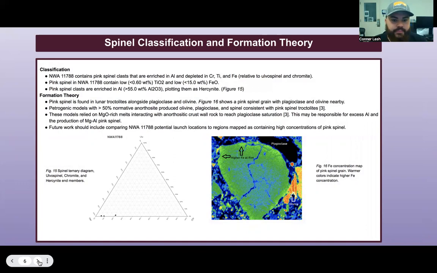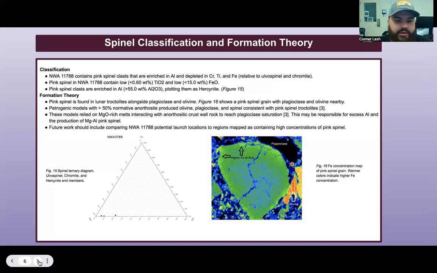and chromite. The pink spinel in NWA 11788 contains low titanium, less than 0.6 weight percent TiO2, and low iron, less than 15.08% FeO, or iron oxide. Because of this low amount of titanium, chromium, and iron, the pink spinel is classified as hercynite. Because it's classified as hercynite, this gives us a few options for formation theory.